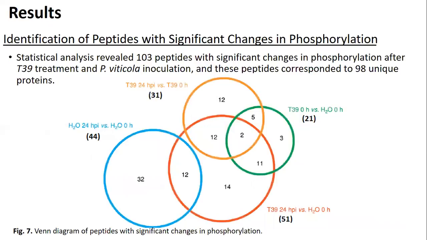And this figure shows a Venn diagram of peptides with significant changes in phosphorylation. Peptides with significant changes in phosphorylation were identified by 4 pairwise comparisons between grapevine treatments. 44 phosphopeptides were affected by P. viticola inoculation in water-treated plants. 21 phosphopeptides were affected by T39 treatment. 51 phosphopeptides were affected by P. viticola inoculation of T39 treated plants in comparison to water-treated plants at the 0 hour. 31 phosphopeptides were affected by P. viticola inoculation of T39 treated plants at 0 hour.